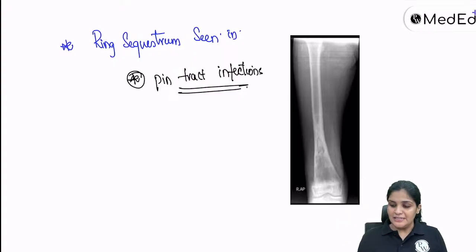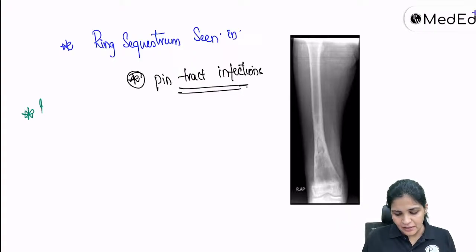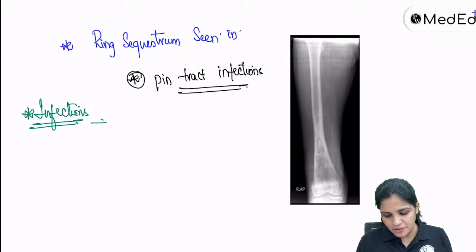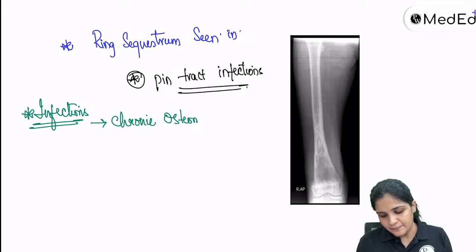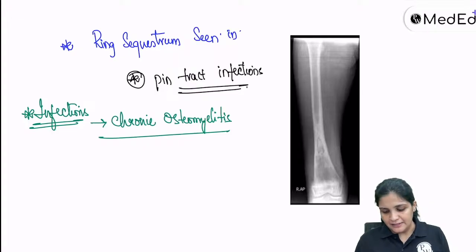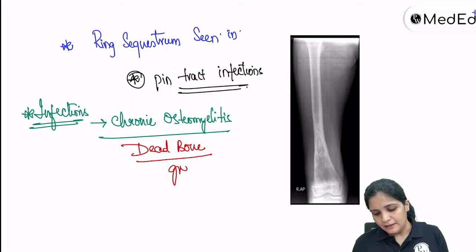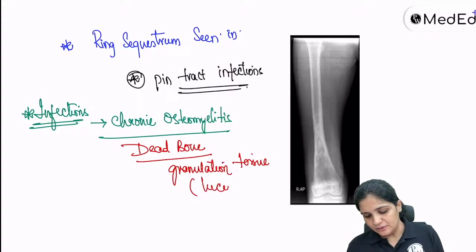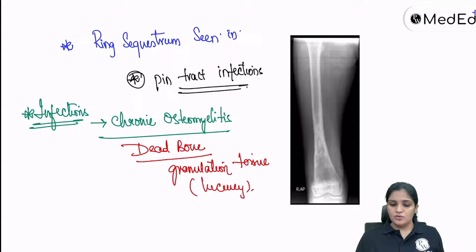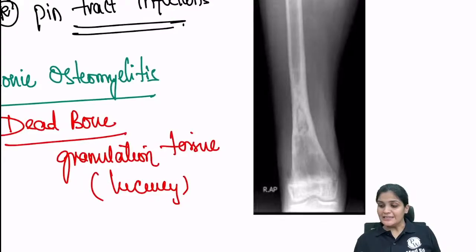So why did I put this X-ray? So this X-ray they have given. Mainly they like to give image-based questions in case of infections, especially your chronic osteomyelitis. So what is important here? You see that there is a dead bone surrounded by granulation tissue, right? So that is seen as lucency, right? So you have to look for these things in the exam.